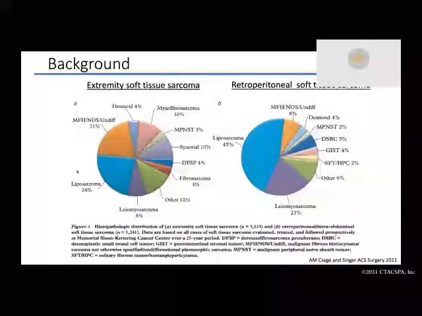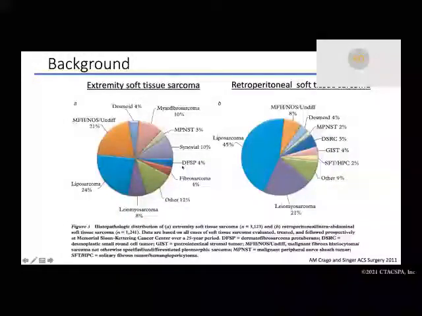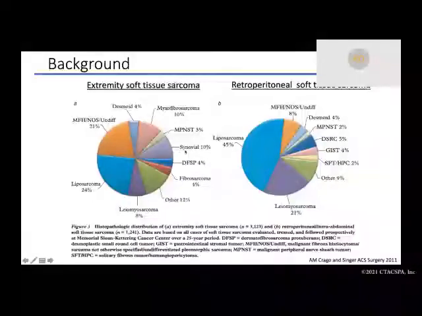If we're talking about these as far as risks, leiomyosarcomas, those can be pretty aggressive. DFSPs are usually only locally aggressive. Synovial are kind of a unique subtype. They actually have their own NCCN guidelines. These can actually metastasize to lymph nodes.